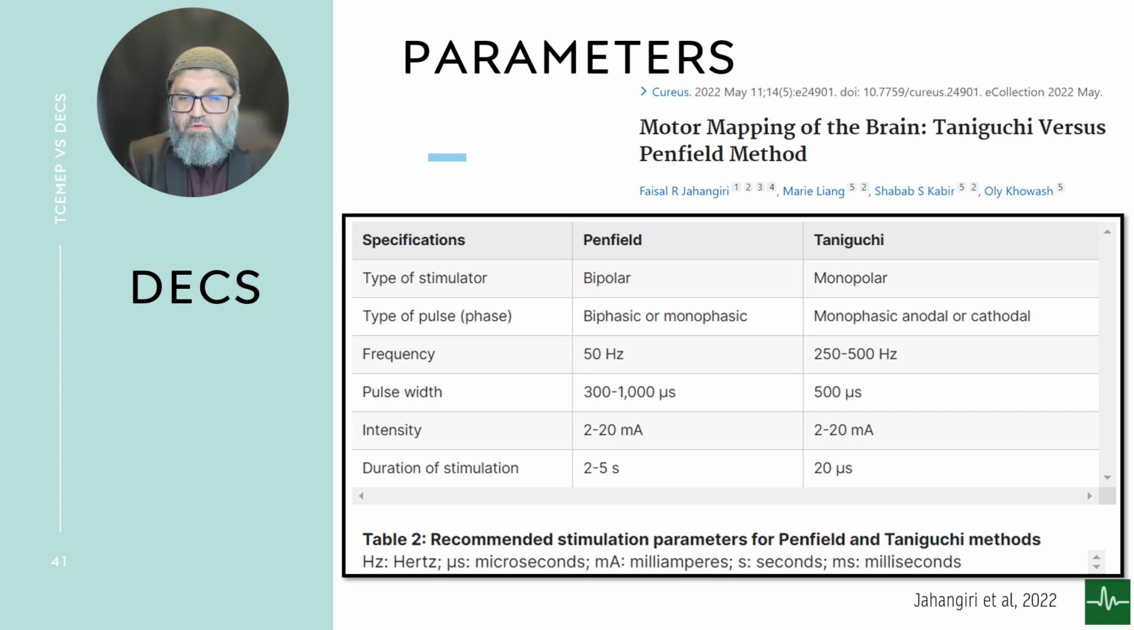Both can be done either biphasic or monophasic. Frequency is 50 Hz for Penfield and 250 Hz for Taniguchi. The pulse width is 500 microsecond for Taniguchi and 300 to 1000 for Penfield. Intensity is the same, 2 to 20 milliampere, and the duration of stimulation is 2 to 5 seconds for Penfield. Because you want to cause disruption in the speech, you have to do a longer stimulation for Penfield, so that's why it causes more chances of seizures. For Taniguchi, you want a quick response and just get the response, and the duration is about 20 microseconds.